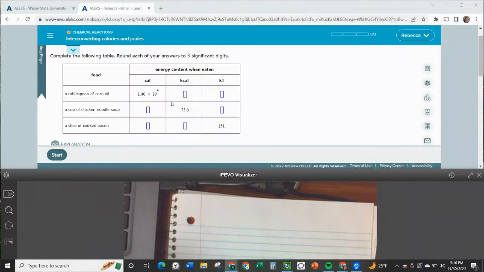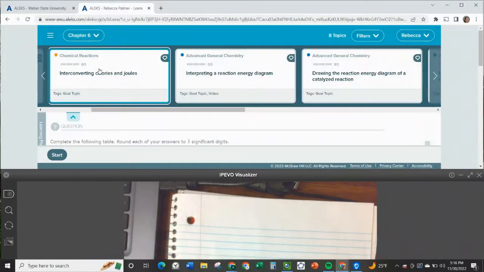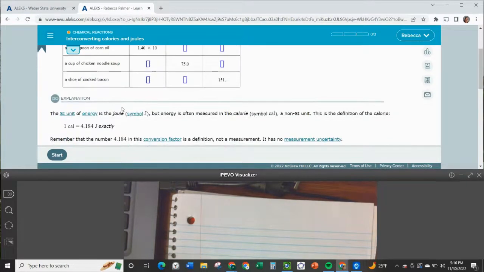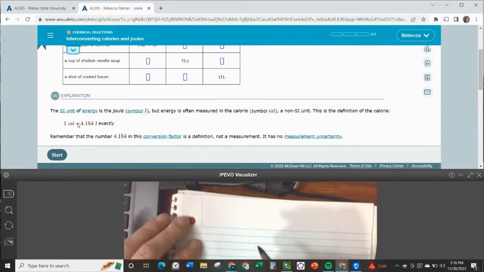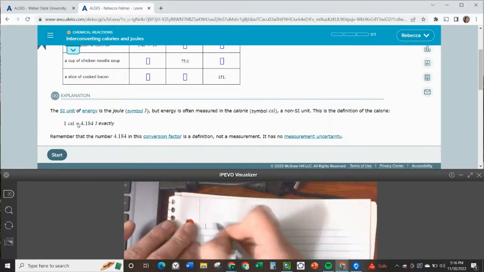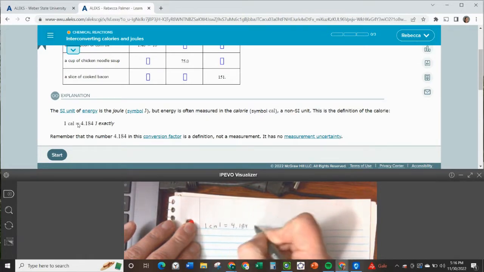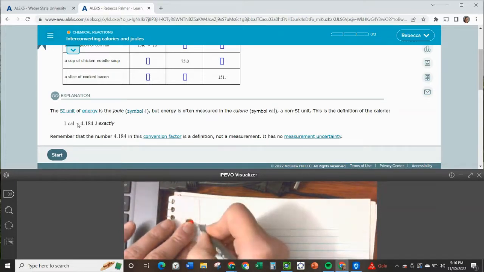All right, so we're in chapter 6. The first thing that I want to look at is converting calories to joules. So this is just a conversion problem. This is the conversion factor that you need to remember. 1 calorie is 4.184 joules.